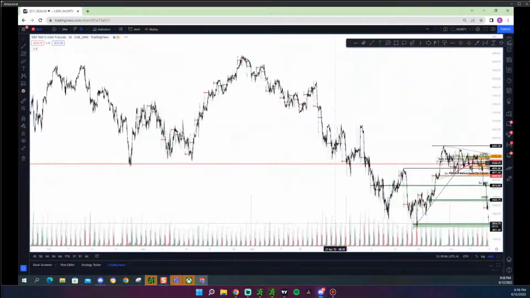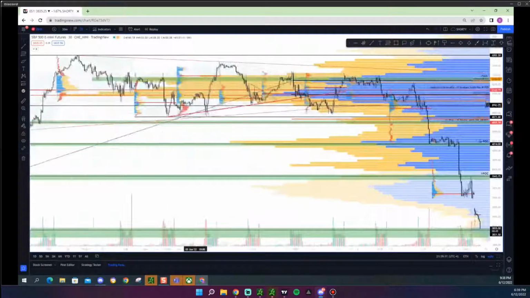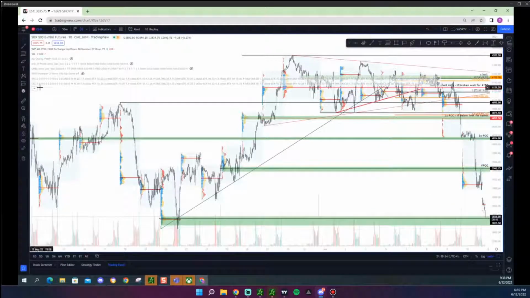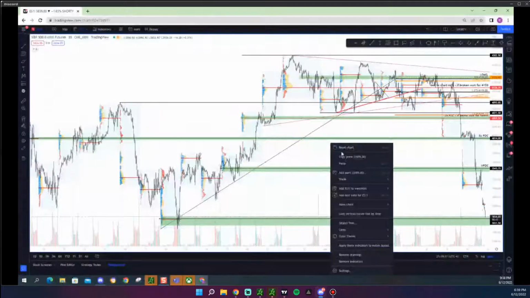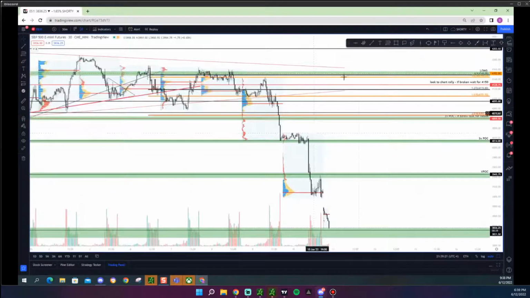All right, so let's see. I'll zoom in. So 30 minutes. Let me turn off the VPVR for a second. Okay, so do you guys know what this means when you have a cutoff in the volume profile like this? You guys know what that means?